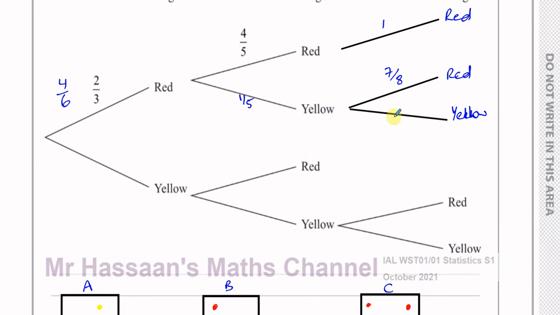Okay, so we've completed this part of the tree diagram. Now let's go back again to the beginning.